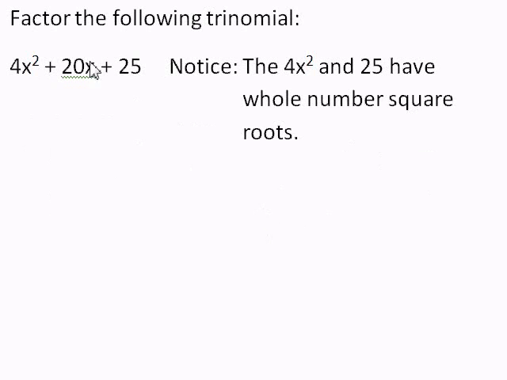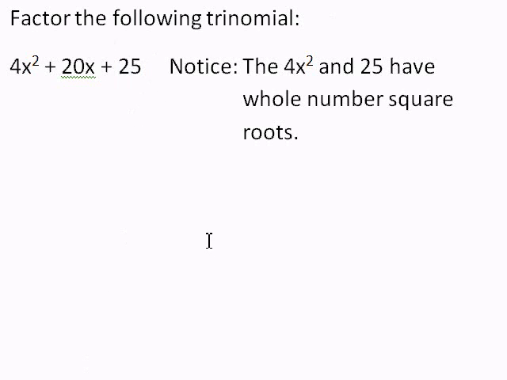We're going to go ahead and factor the following trinomial, 4x squared plus 20x plus 25. What I want you to notice is that the first term, 4x squared, and the last term, 25, have square roots. In other words, the square root of 4x squared is 2x, because 2x times 2x is 4x squared. And the square root of 25 is 5.